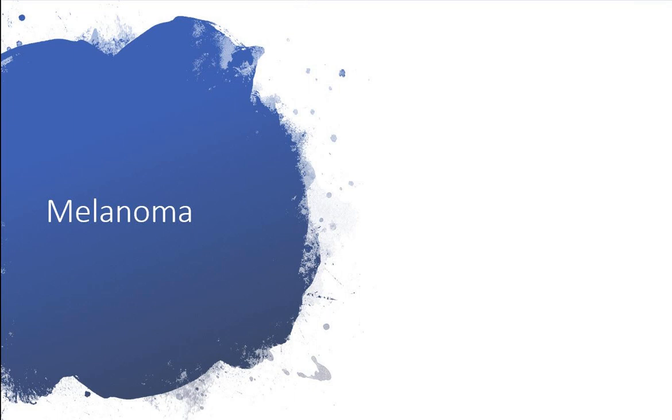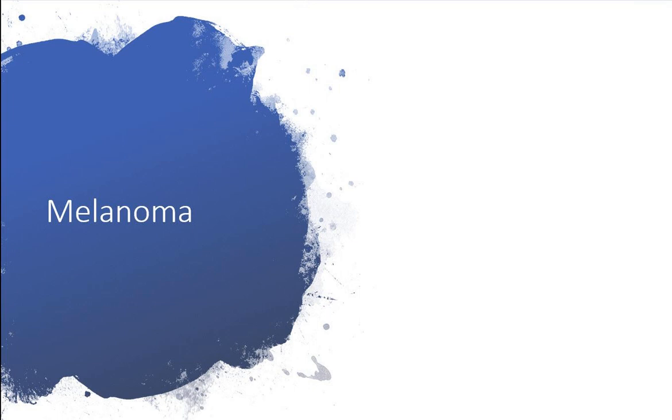Essentially, the A means asymmetry, B is border, C color, D diameter, and E evolution. So A is really any asymmetry of the mole or lesion that's presenting itself. So if you can't fold it in half and it folds onto itself, that would be considered asymmetry. The border is typically rough, a little hard to draw around with a pencil, kind of jagged edges, things like that. C is the color.